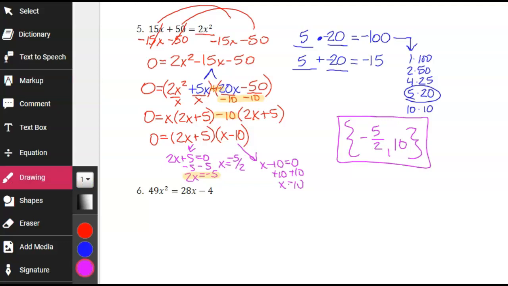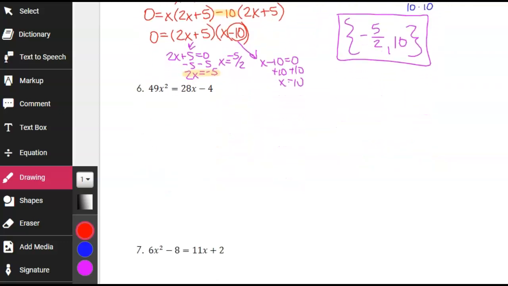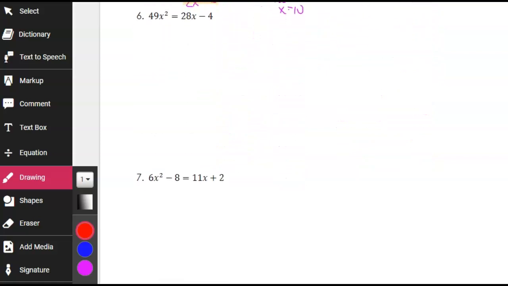I also want you to notice that anytime you have a factor that's like x minus 10 or x plus 5 or x minus 7 or something like that, whenever you set that factor equal to 0, your answer for your factor is just the opposite of that number right there. So if x minus 10 is my factor, then 10 is one of my solutions. So that's just a little bit of information that you might want.